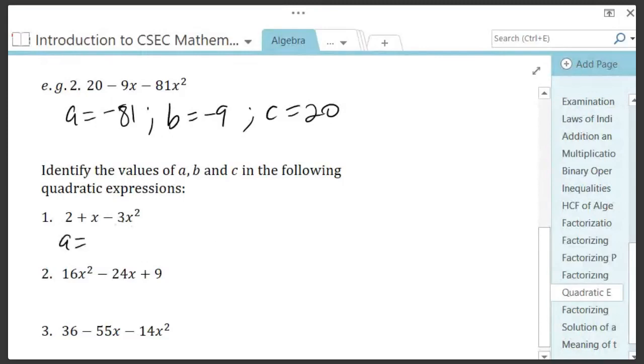A here is minus 3. A is the coefficient of x squared. B is the coefficient of x. Coefficient here is 1. And C here is the constant term, 2. Okay? A is minus 3, B is 1, C is 2.